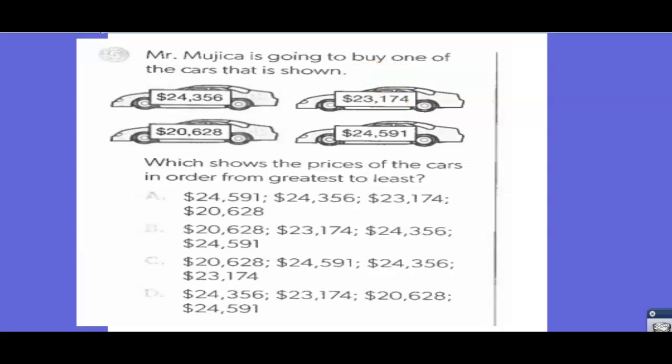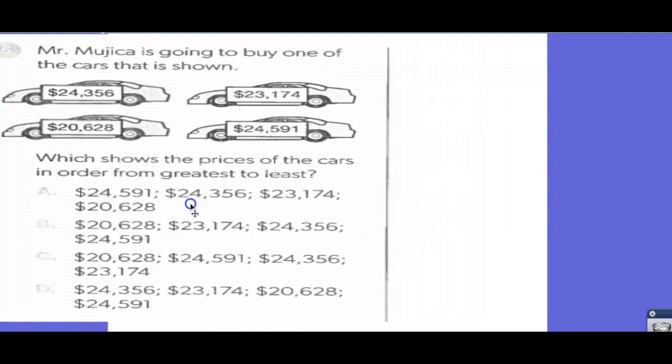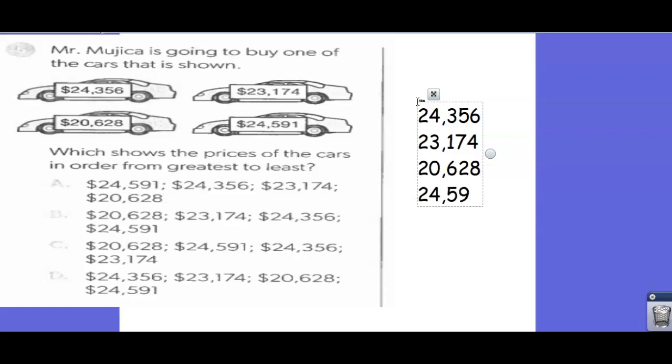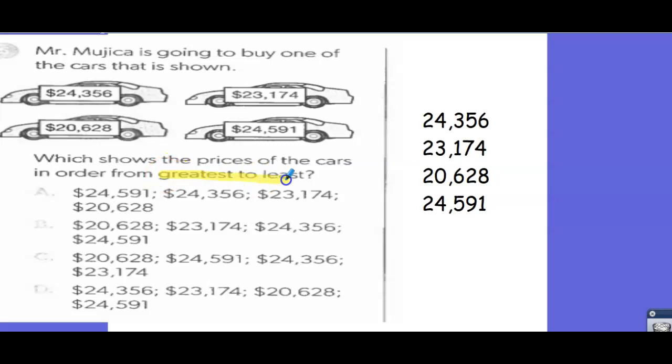Okay, coming back. Make sure you lined up the place values. And what I mean by lining up the place values is taking the number 24,356, and then underneath it is going to be 23,174, lining up the commas. 20,628, lining up the commas, guys. And you line these up, and then you're going to put them in order from what it says, greatest to least. So you find out which one's the greatest, and you look at the place values.